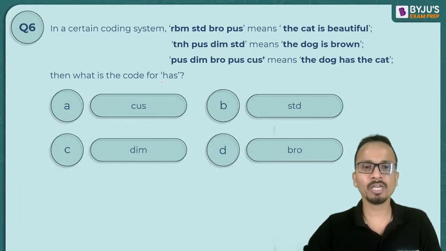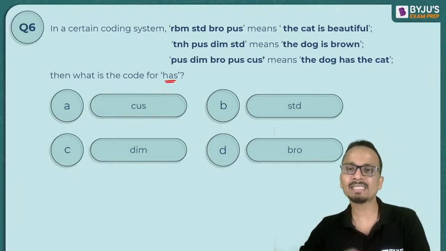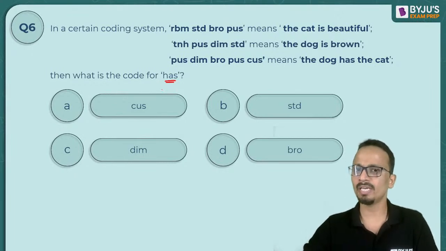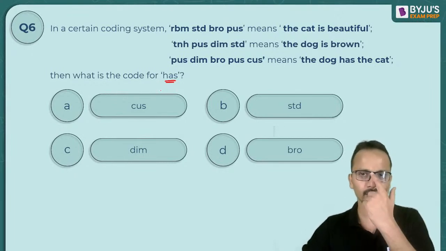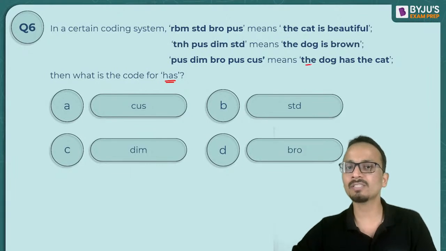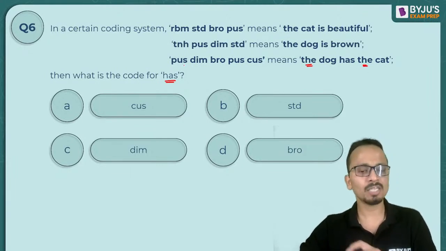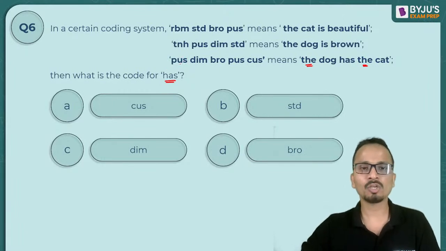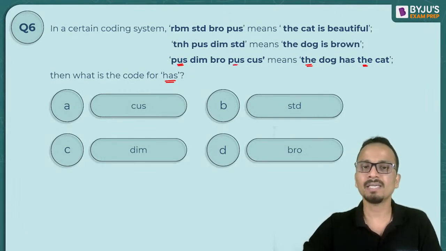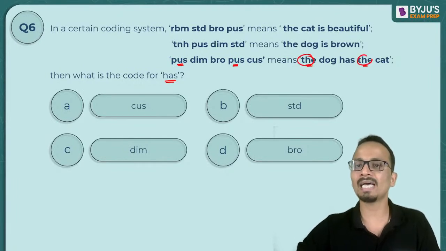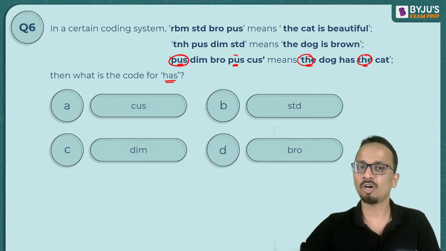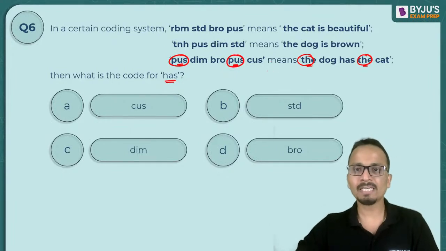Okay. Now the question in front of us is we have to find the code for "has". Now "has" is there in the third sentence. So let's look at the third sentence. First of all, in the third sentence, "the" is repeated twice. So looking at the code, PUS is repeated twice. So I can say that "the" will be coded as PUS. All right. Am I clear?